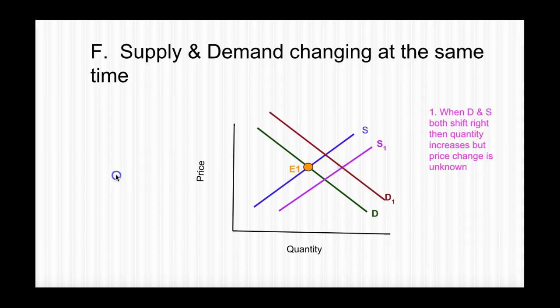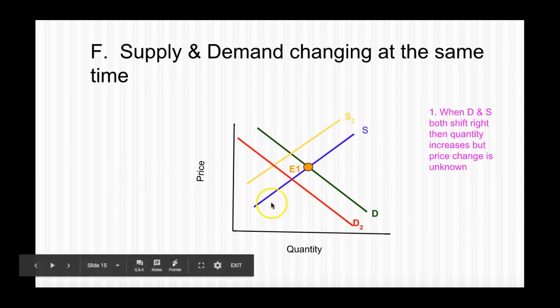All right, let's erase these. What if both of them shift to the left? Maybe it costs more to produce this product, so we're going to have a left shift in supply. And maybe the price of a substitute is going down, so it's going to cause a left shift in demand. Now our new equilibrium is here.